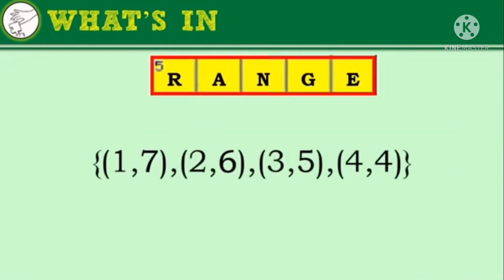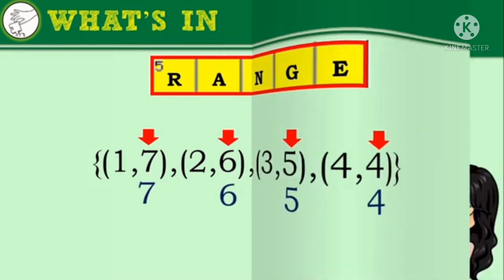Now, using the same example for the domain, we have here this set of ordered pairs. We already have 1, 2, 3, 4 as our domain earlier, right? Now, this time, the range is these values. The second element of each ordered pair, or the y values. That will be 7, 6, 5, and 4 in this example.